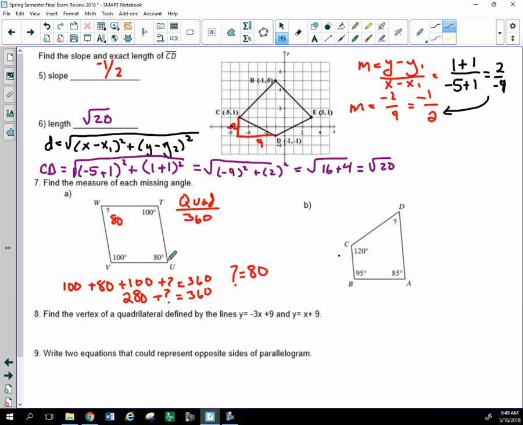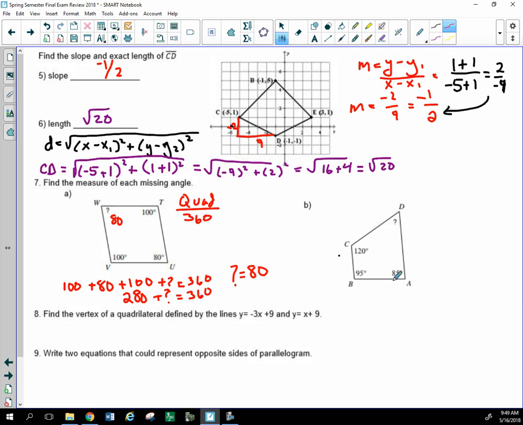What I was saying is, if you remember your properties of parallelograms, opposite angles are congruent and consecutive angles are supplementary. So that's where I could get a few of these: opposite angles are equal, these two angles have to add up to 180, or opposite angles are equal, and that would also be 80. That would be another way to get this.